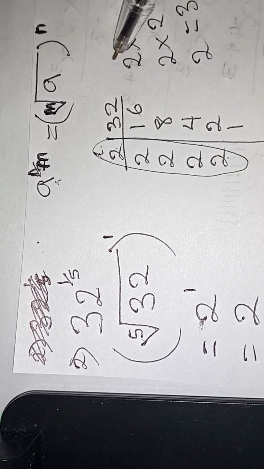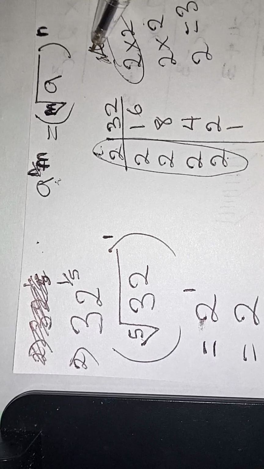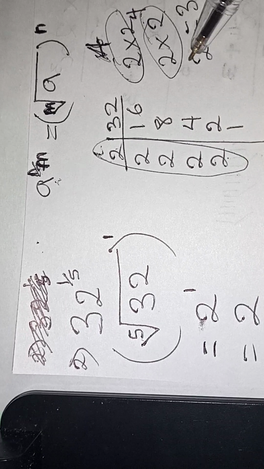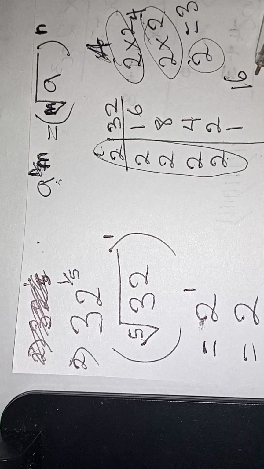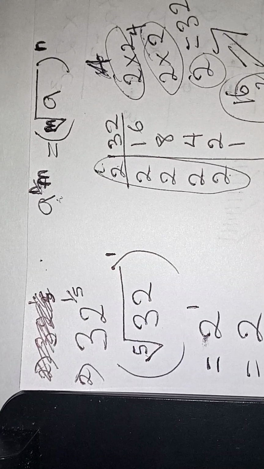You can try it out. 2 and 2 is 4. 2 and 2 is 4 also. Then you have 2, and 4 times 4 is 16. 16 times 2 is 32 that we are having.